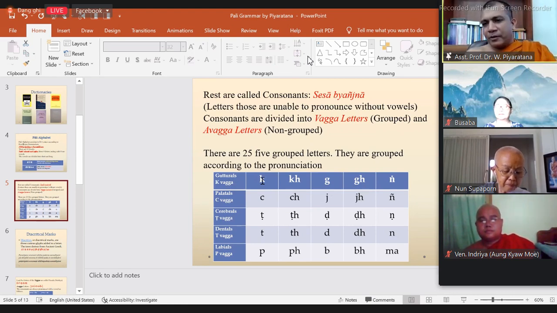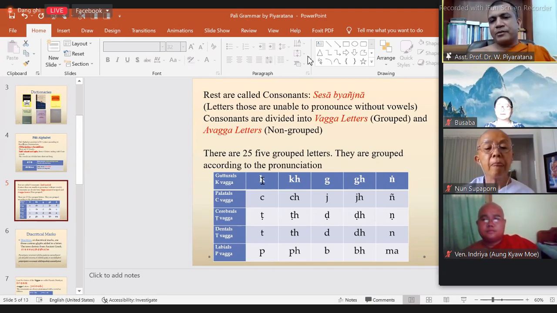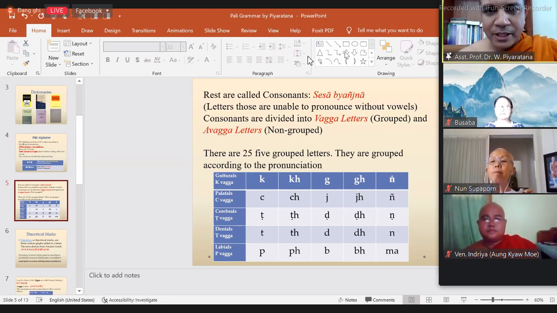The first group we call ka vagga. The group belonging to ka vagga: ka, kha, ga, gha, nga. I'm not going to go into the details, but I hope most of the students are familiar, and some have a background, like the Venerable from Myanmar, so for them it's quite easy. Some students maybe are not that familiar.